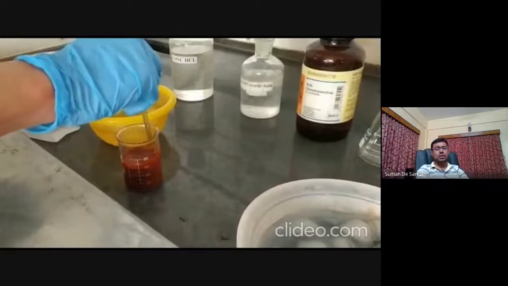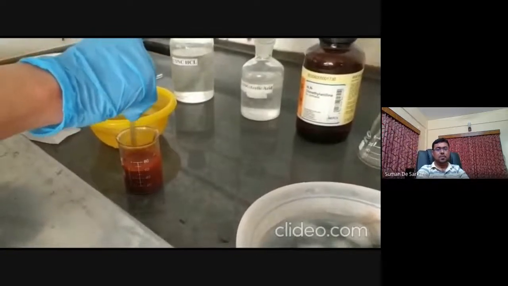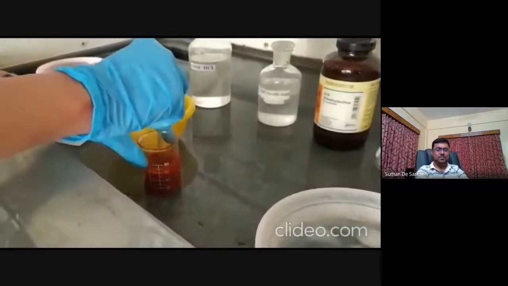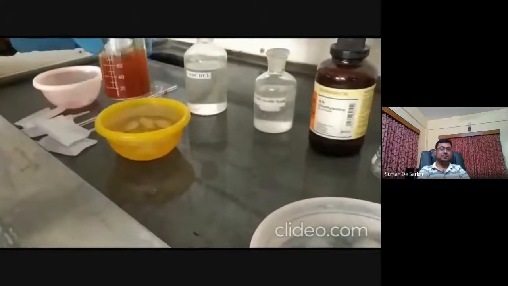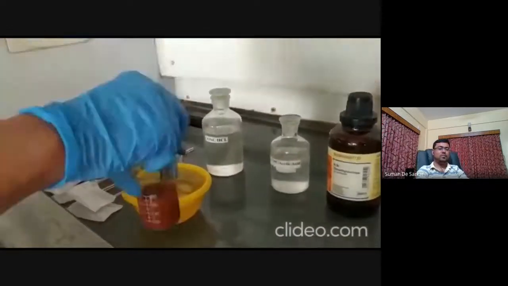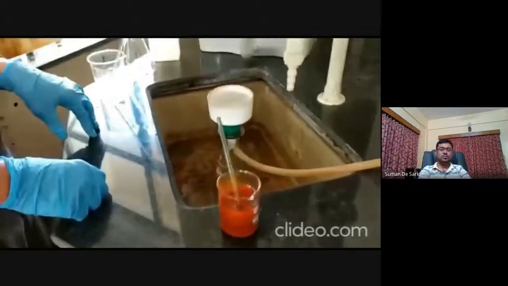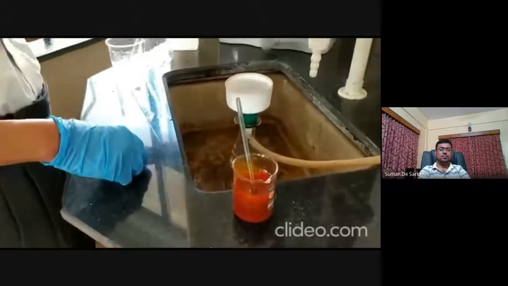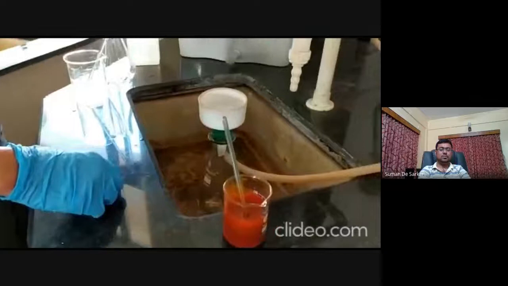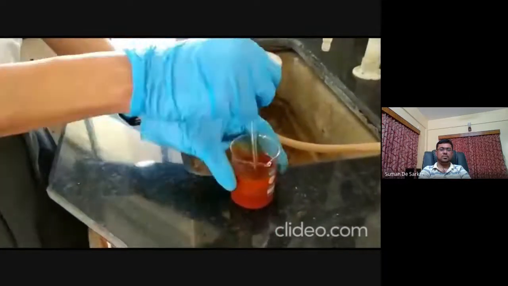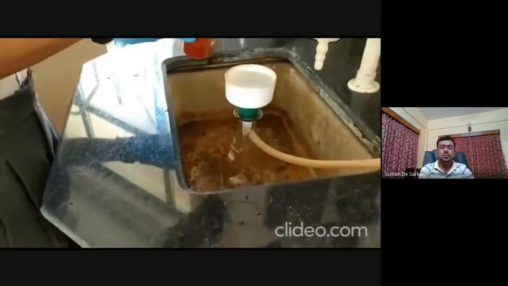It's really a cocktail of salts. Many salts are there. We filter the methyl orange using a sintered funnel and aspirator. Now we are filtering the methyl orange through the aspirator. Nice orange color precipitate, methyl orange appears.